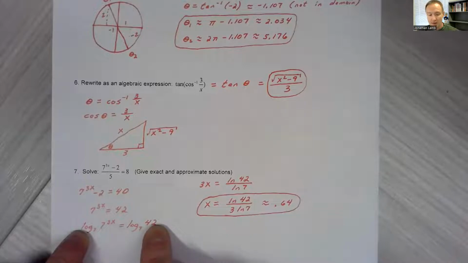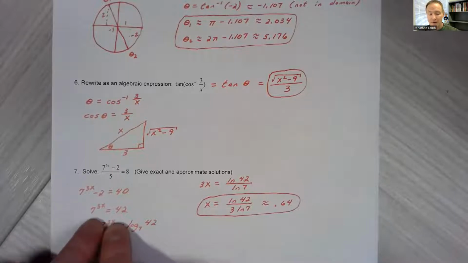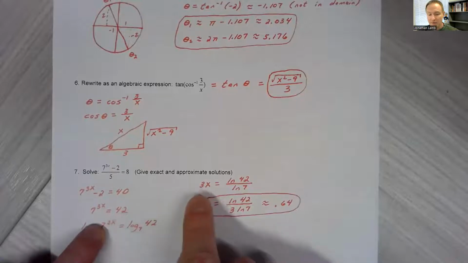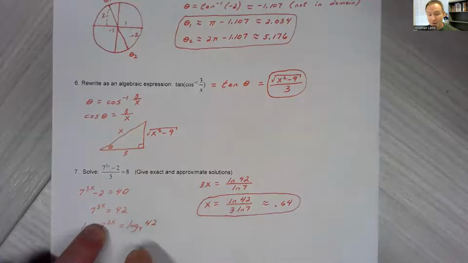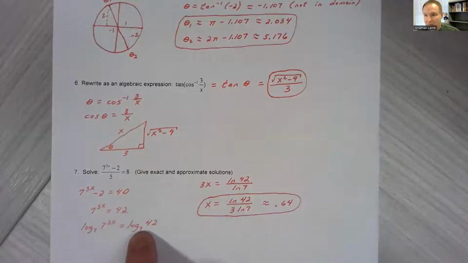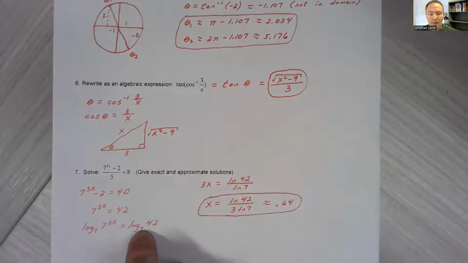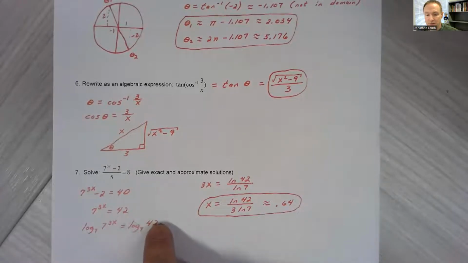Now, this left-hand side, when I write it like this, it's literally asking me, what power of 7 is 7 to the 3x? Well, it's the 3x power of 7. That's why the log base 7 and exponential base 7 cancel, and I have just a 3x on the left-hand side. On the right-hand side, it's literally asking you, what power would you have to raise 7 to in order to get 42?